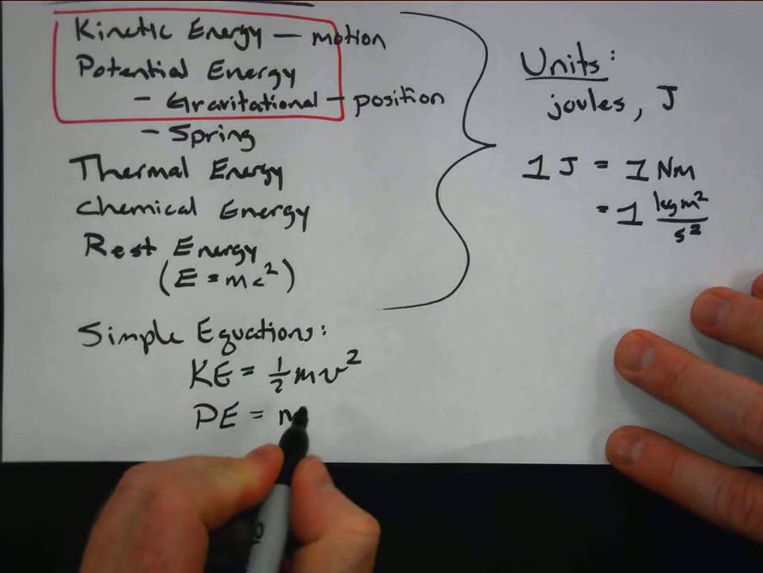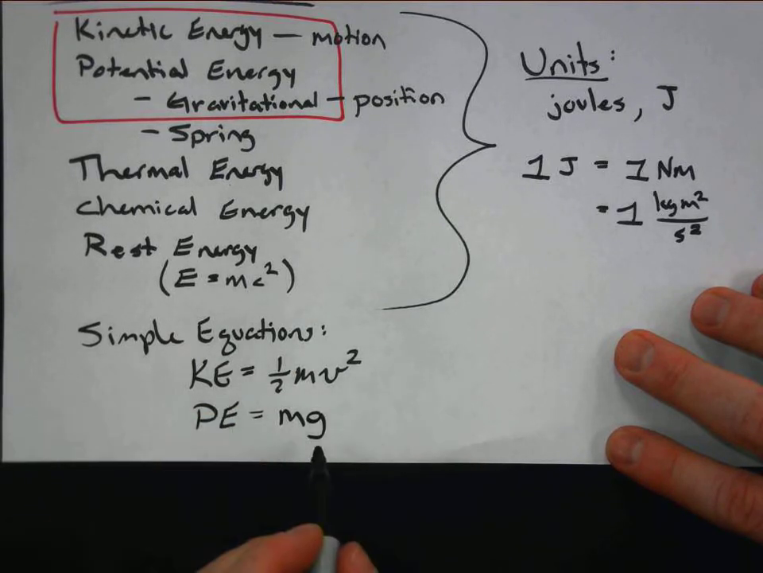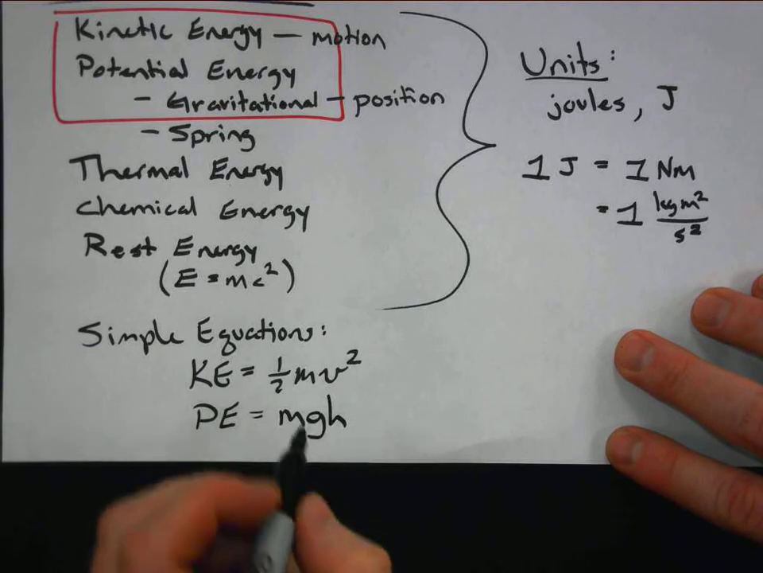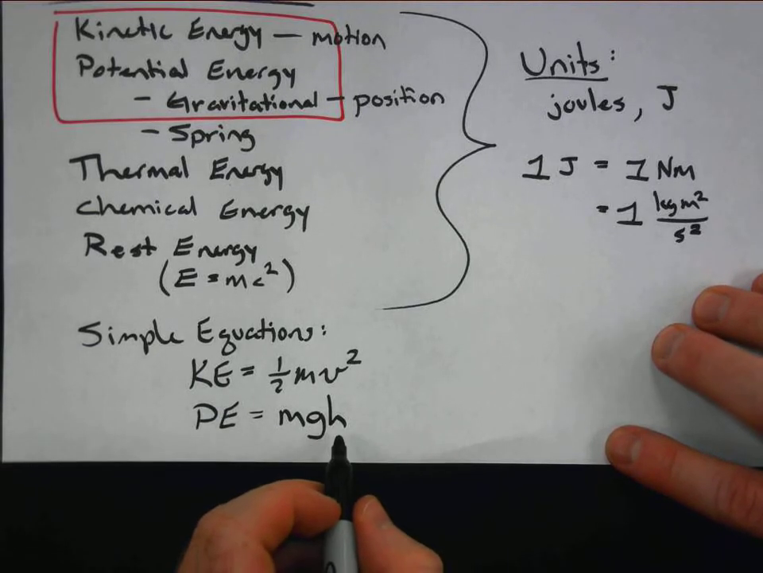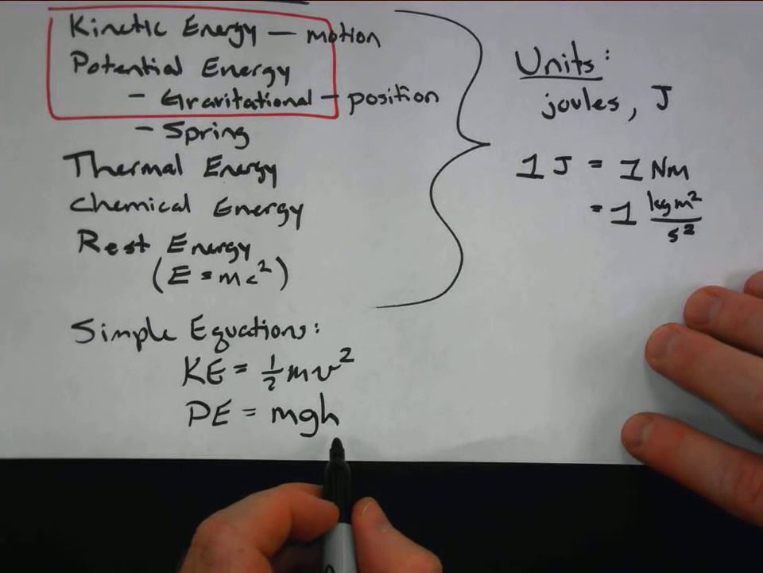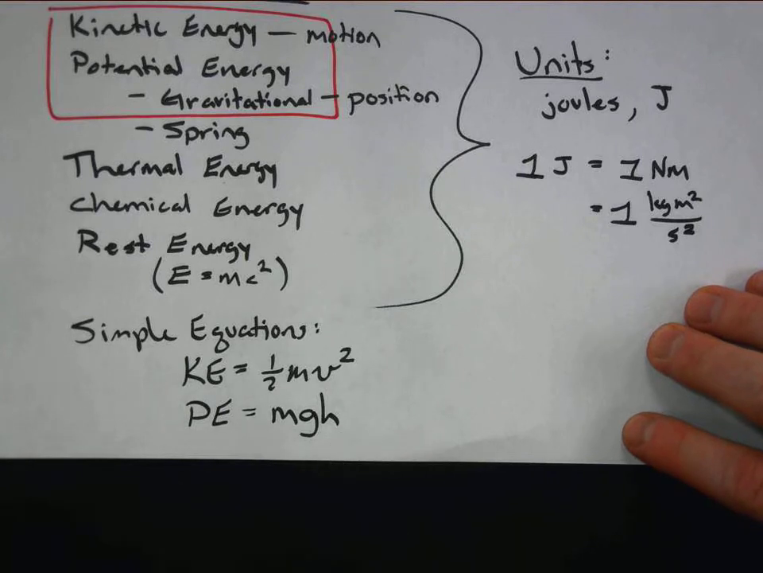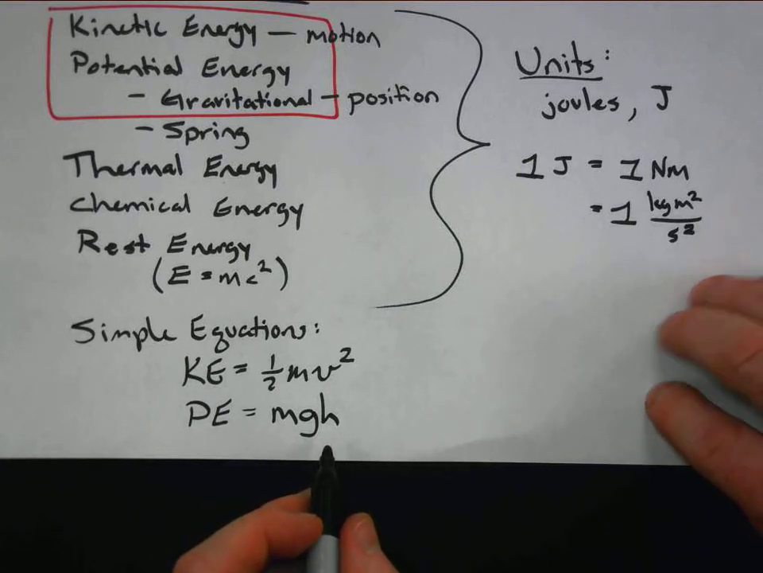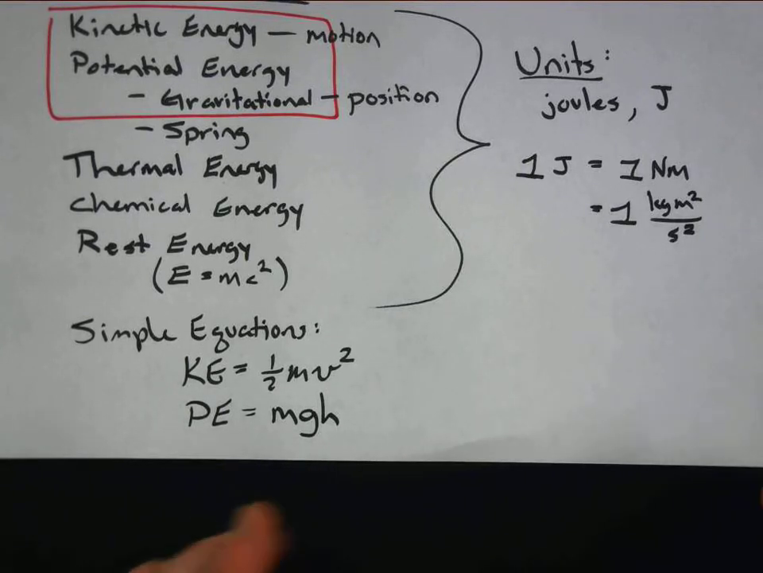So we need to know the mass. We will multiply by acceleration due to gravity, and we need to know some height. The height is a measurement of vertical distance above some reference line. And you'll see how this works when we look at an actual example. But height is just how high it is above something.